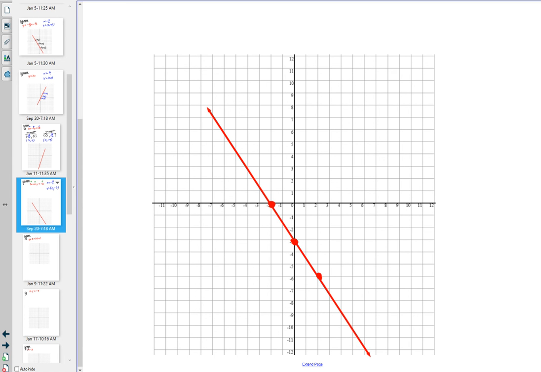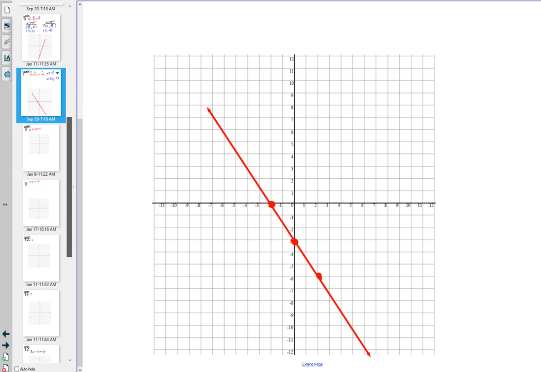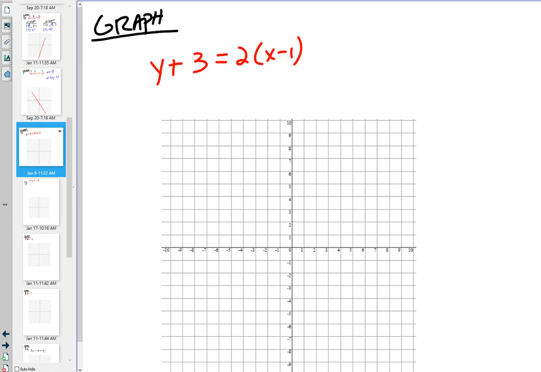Any questions there? 3 more. We won't get through all of these, but we'll get through enough where I'm hoping you have somewhat of an understanding. What form is this in? This is point slope, which is not ideal for graphing, but you can graph out of it.